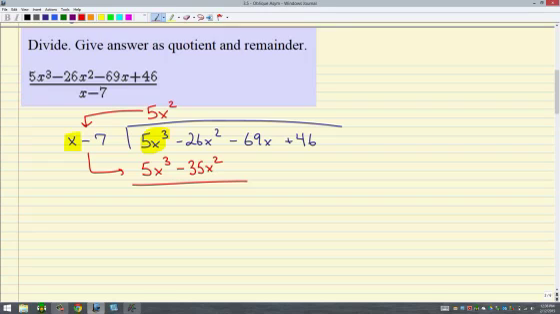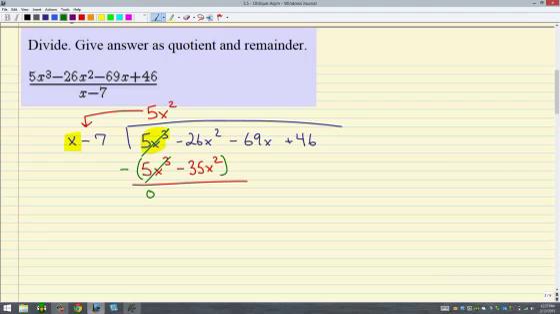And now we're going to subtract these. One thing that I like to do is put this whole thing in parentheses with a subtraction symbol out in front, just to remind me that I'm subtracting, and you'll see why in a little bit. So 5x to the third minus 5x to the third is 0. And that's anticipated, right? We wanted those two to cancel out.